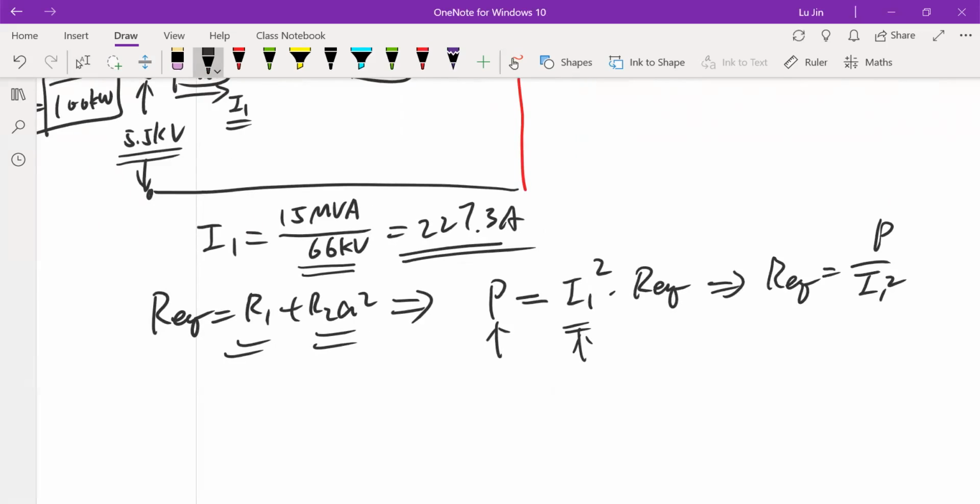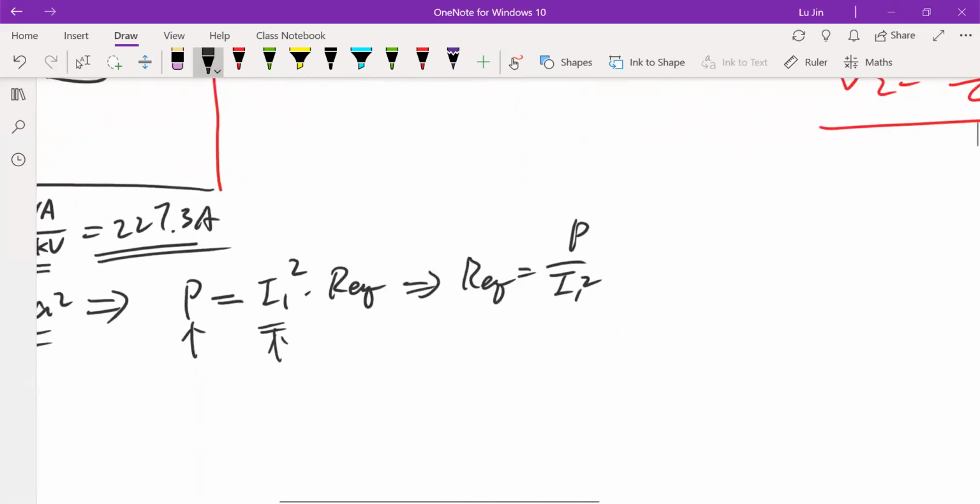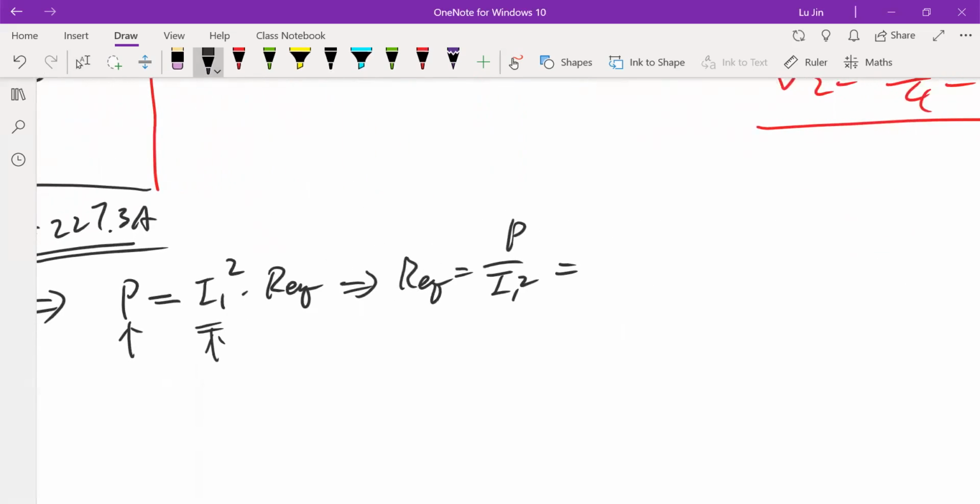So again, I don't want to copy down the whole work given here. Result is 100 times 10 to the power of 3 divided by 227.3 squared. The result is how much? 1.94 ohms. So this is the first step.